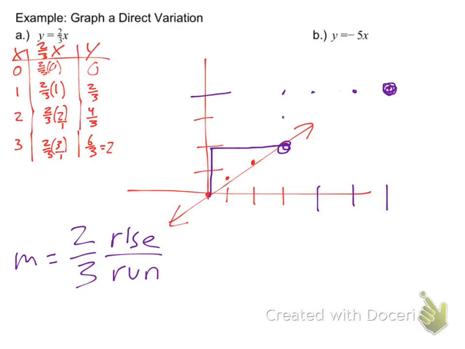Guys, guess what? This is a really cool thing. Would you guys agree that negative 2 divided by negative 3 is also a positive 2/3? So if I use negative 2 over negative 3 as my rise over run, I'm not actually rising, I'm falling 2, but not going in a positive direction on the run. I'm actually backing up. So watch this one.